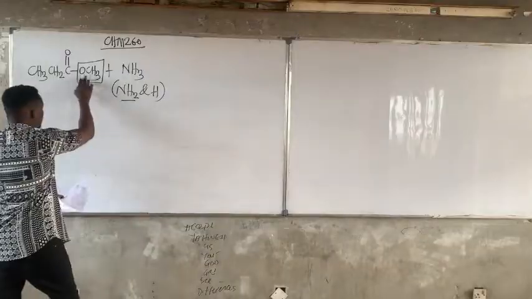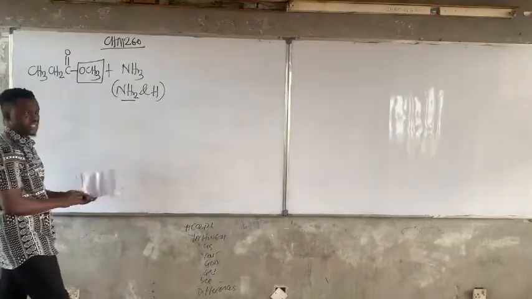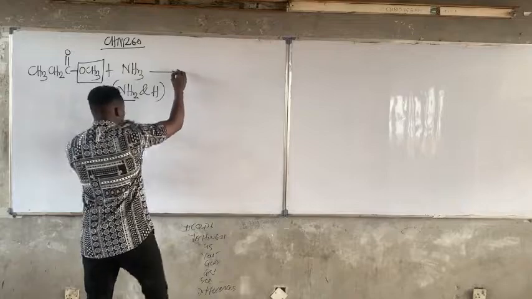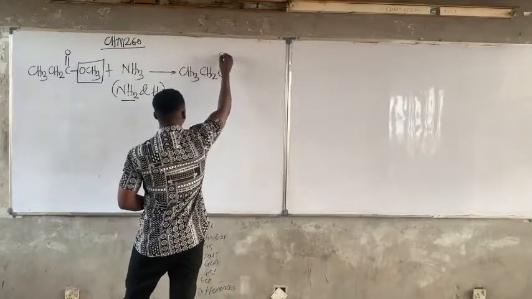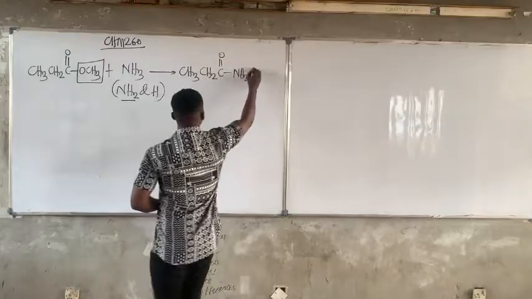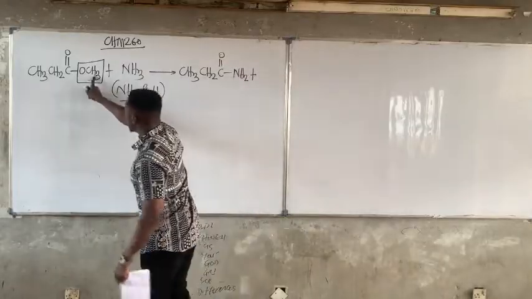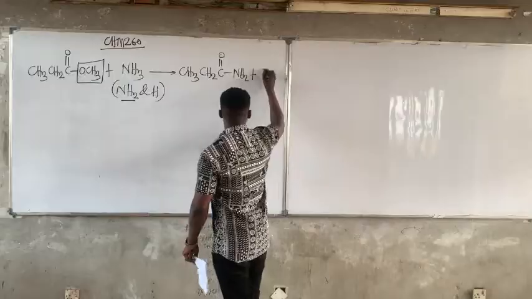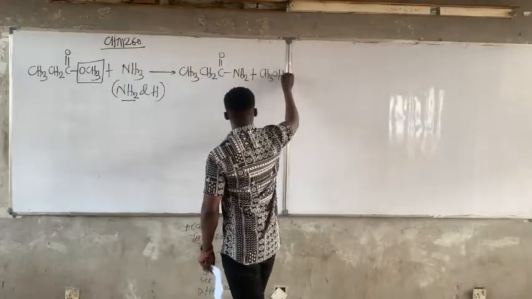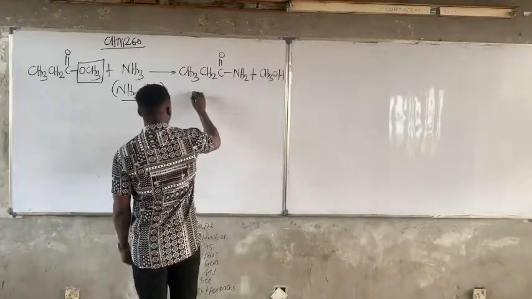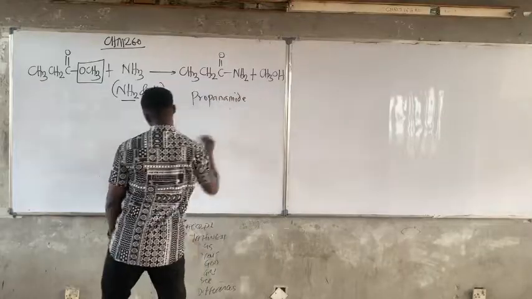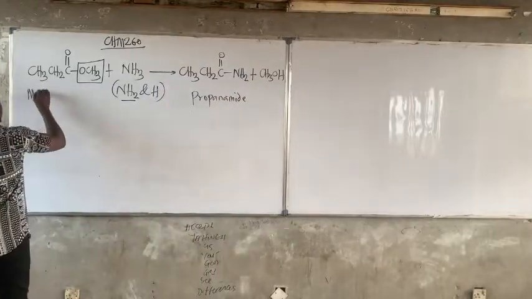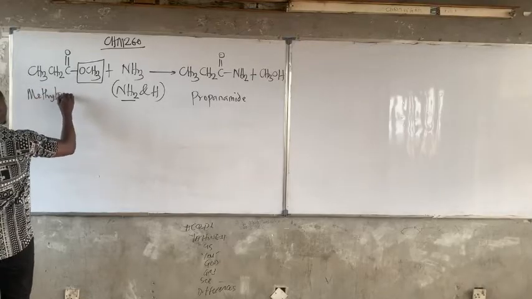So when you remove this OCH3 and replace it with NH2, what we are going to have here becomes CH3, CH2, C double bonded to O, NH2, plus this CH3O picks up the hydrogen and forms methanol. So the amide that will be formed is propanamide. This is methyl propanoate.